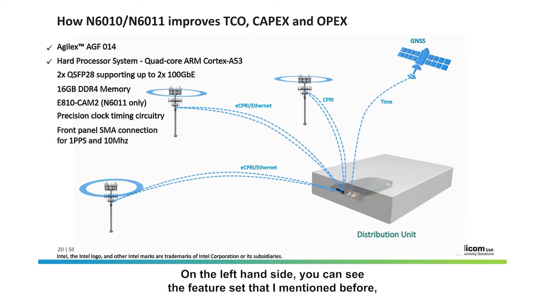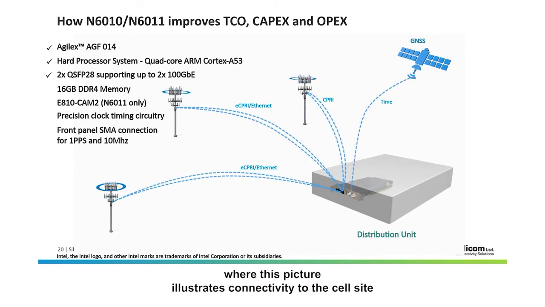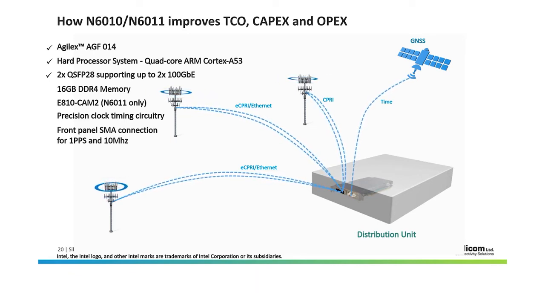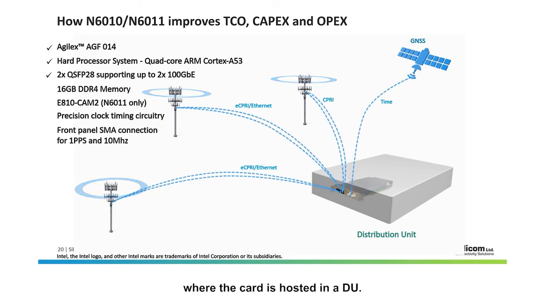On the left-hand side, you can see the feature set that I mentioned before, where this picture illustrates connectivity to the cell site in a DU, where the card is hosted in a DU.